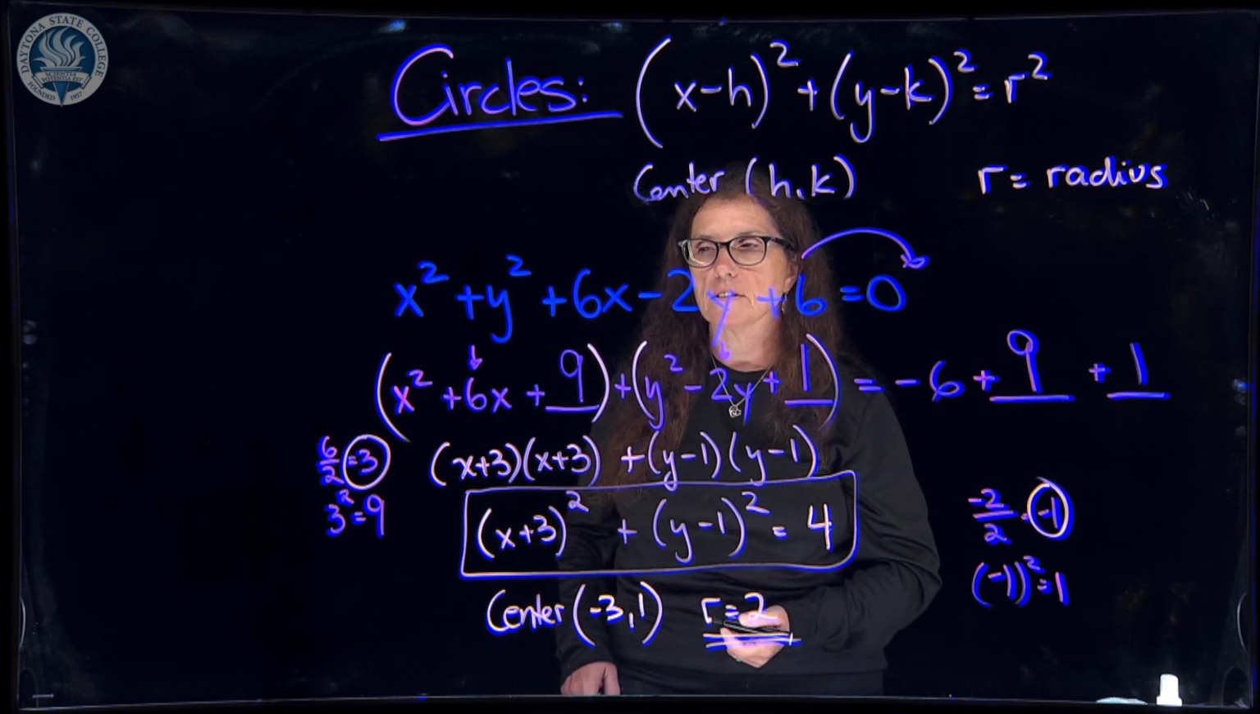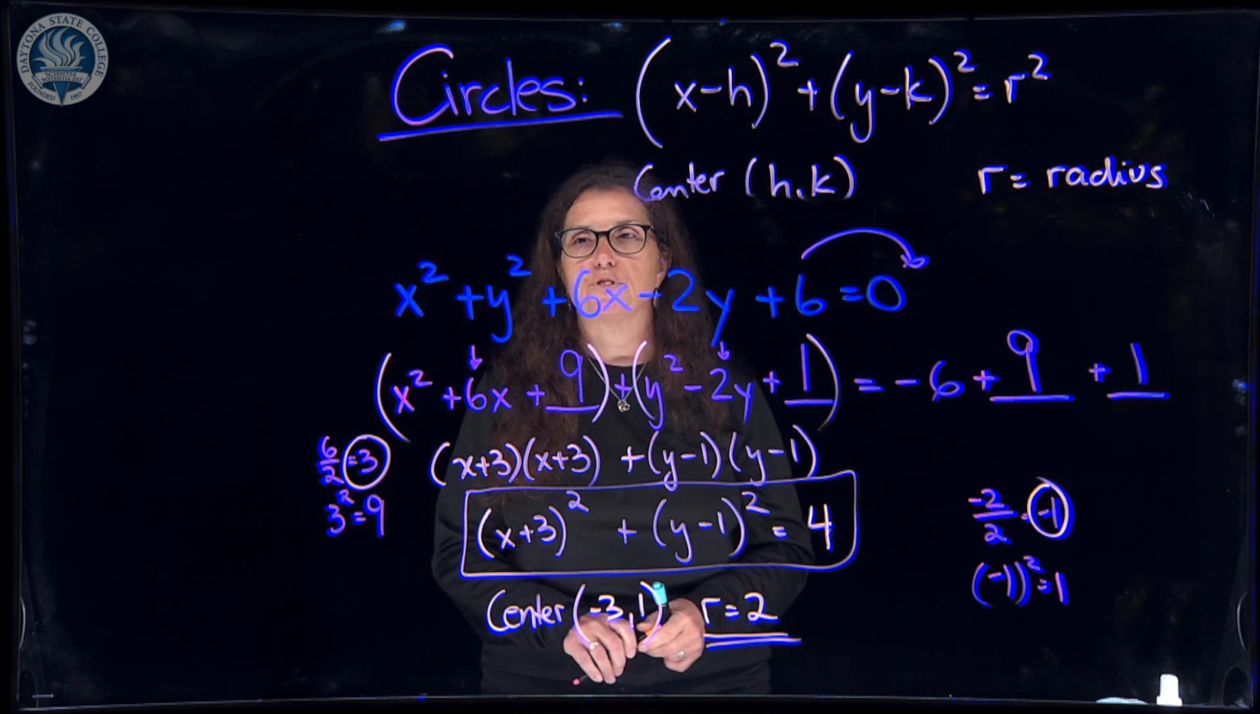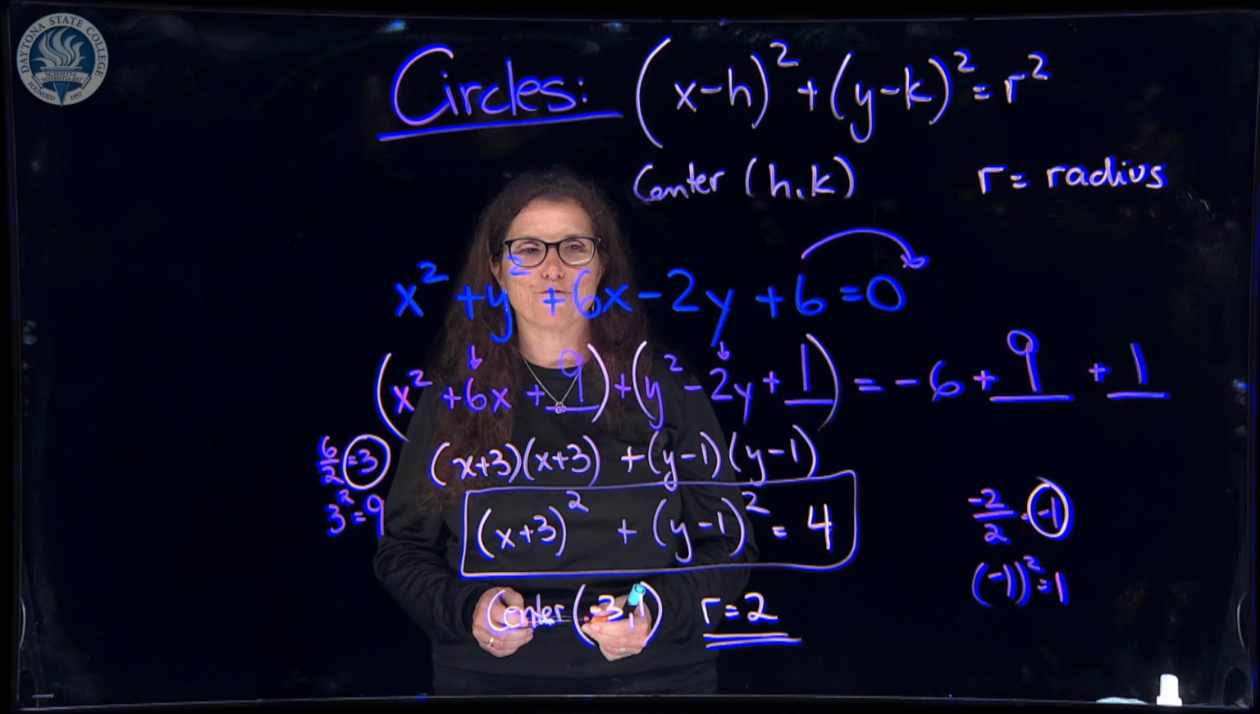Now you're really done. That's how you find the equation of a circle if you have to complete the square first.